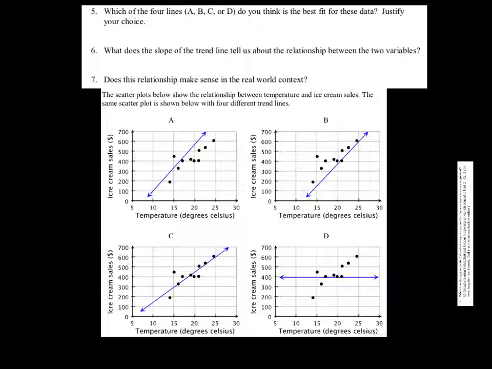Now hopefully after thinking, you chose graph C. So graph C is the best one because it does the best overall job at giving us a reasonable prediction.